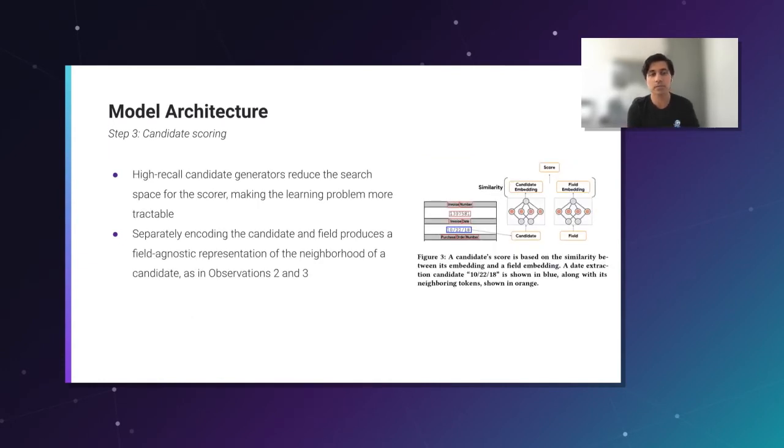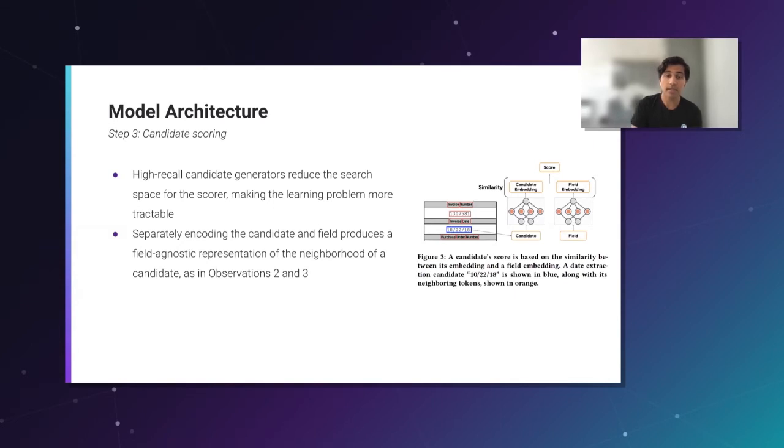So what are the benefits of this approach? Well, high recall candidate generators reduce the search space for the scorer and make the learning problem more tractable. Because we don't have to look at all the text in the document, we only have to look at the text that is extracted by the candidate generators. We don't have to look at the whole search space, and it's easier for us to deal with these kinds of search problems.